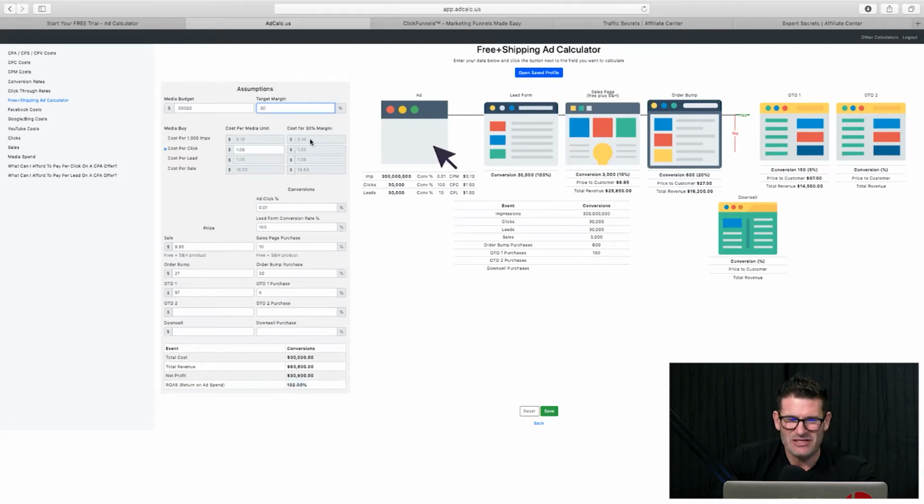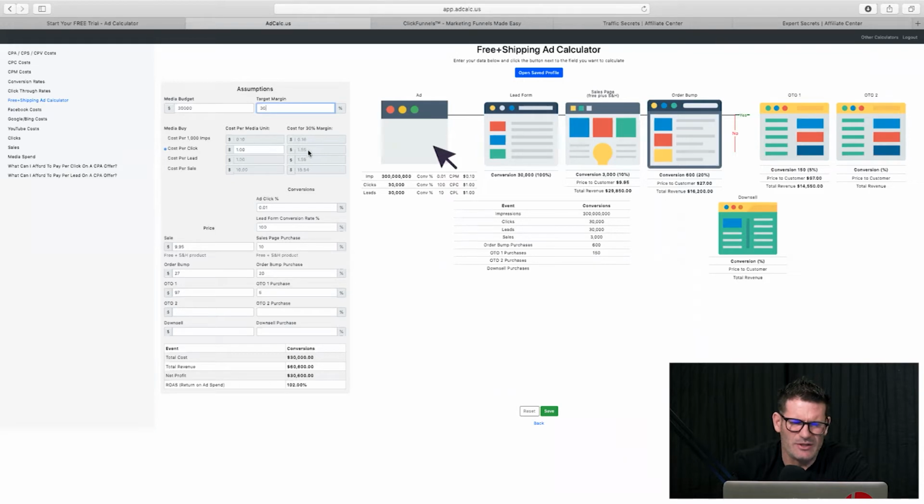Okay? What this is showing you here is that you can afford to pay 16 cents. You can afford to pay $1.55 per click. You can afford to pay $1.55 per lead. But there's no lead form, so it's not relevant. And you can afford to pay $15.54 to an affiliate to run your offer, and you would be at 30% margins. Okay? So what does that mean?